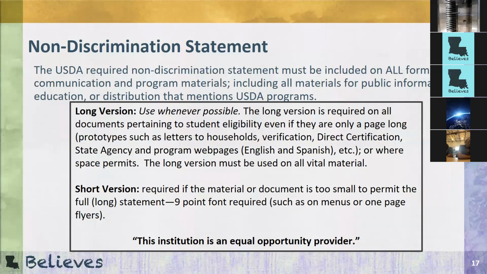The short version of the non-discrimination statement can be used if the document is too small and there's limited space, such as on menus or nutrition flyers. If using the short version of the non-discrimination statement, a 9-point font is required.